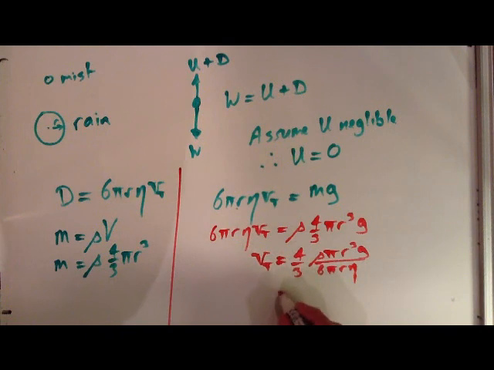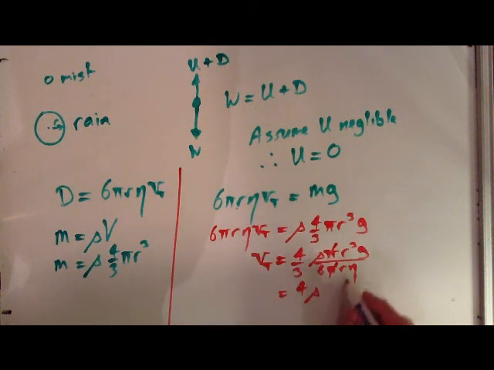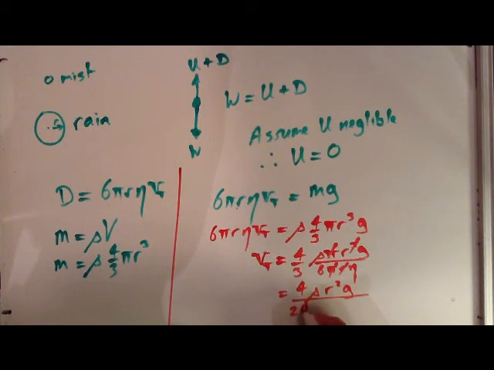Right. What have I got? This pen's starting to bleed a little bit, sorry. On the top now I'm going to have 4 rho, the pi's cancel, one of the r's cancels, so r squared g. All over, 3 times the 8 gives me 24 eta. So that was the terminal velocity. That's the formula for the terminal velocity of these.